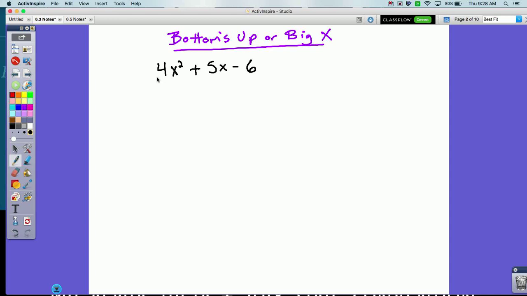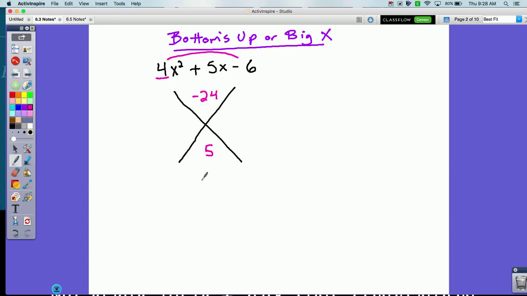Now, with this method, the first thing you're going to do is draw yourself a big X on the paper. Once you do that, I'm going to underline the first number, the leading coefficient 4. I'm going to multiply it by the constant term. So 4 times negative 6 gives me negative 24. And I'm going to put that up top. And then at the bottom, I'm going to put my middle coefficient, which is 5.